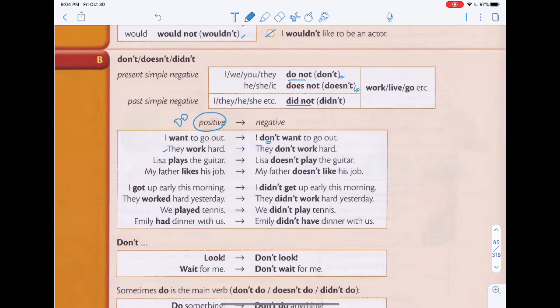Alright, so they work hard. They don't work hard. Lisa plays the guitar. Lisa doesn't play the guitar. My father likes his job. My father doesn't like his job. I got up early this morning. I didn't get up early this morning. They worked hard yesterday. They didn't work hard yesterday. We played tennis. We didn't play tennis. Emily had dinner with us. Emily didn't have dinner with us.